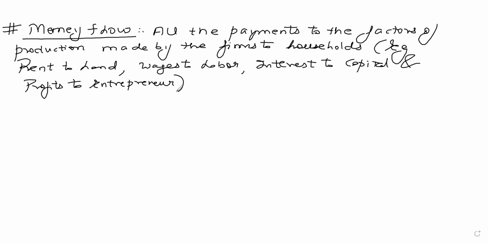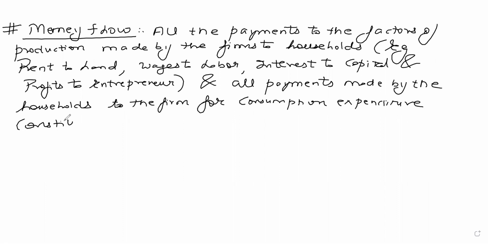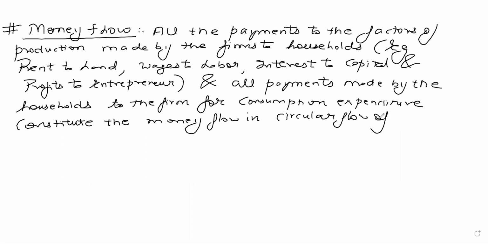All payments to the factors of production made by the firms to the households, and all payments made by the households to the firms for consumption expenditure, constitute the money flow in the circular flow of income.